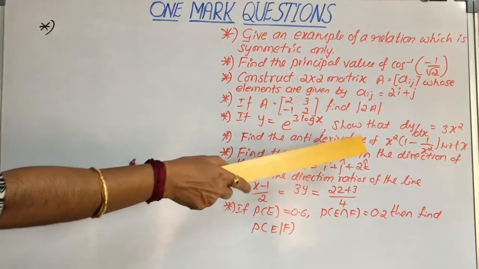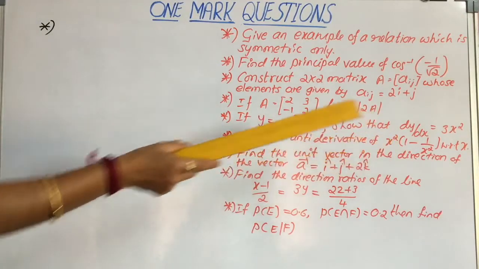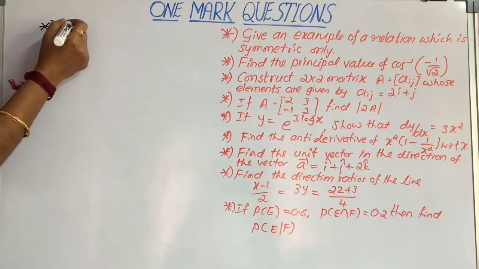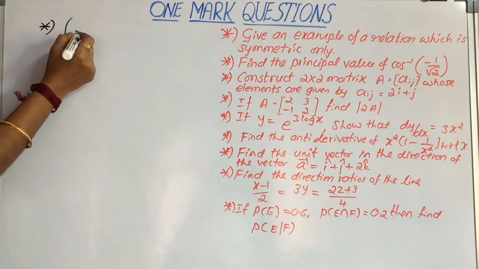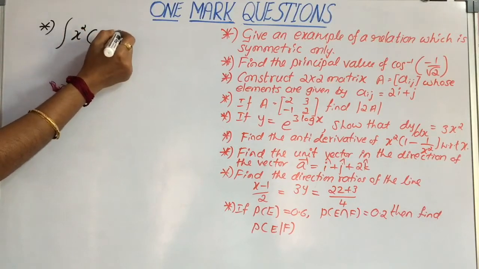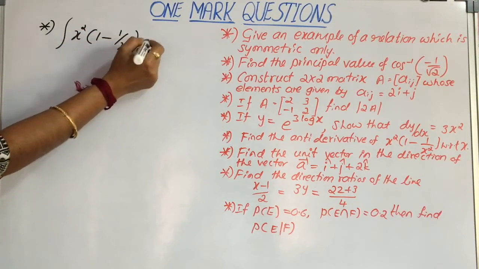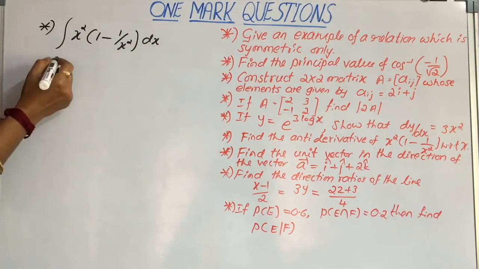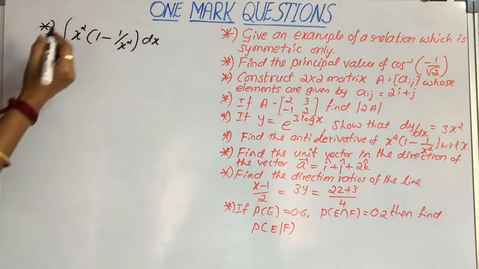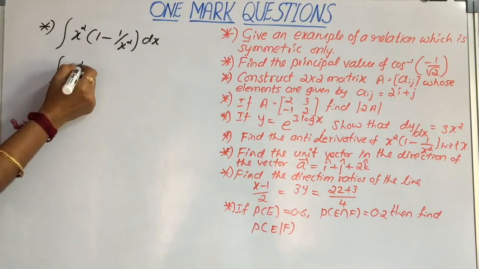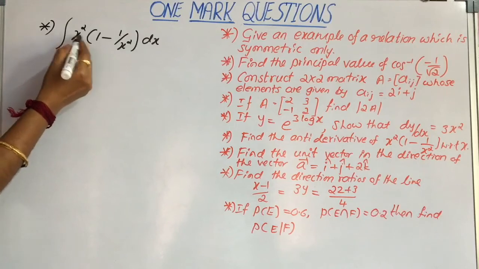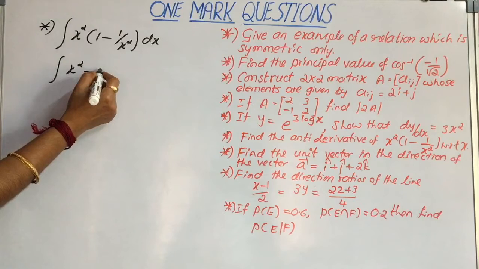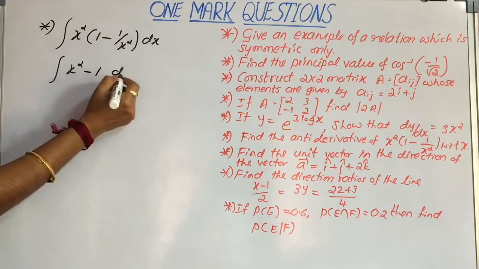Find the antiderivative of x square into 1 minus 1 by x square with respect to x. That means we have to find the integral of x square into 1 minus 1 by x square. Since it is with respect to x, let us consider dx. Before integrating, let us multiply the function: x square into 1, that is x square, minus x square into 1 by x square, so that x square gets cancelled with this. The remaining value will be minus 1 dx.